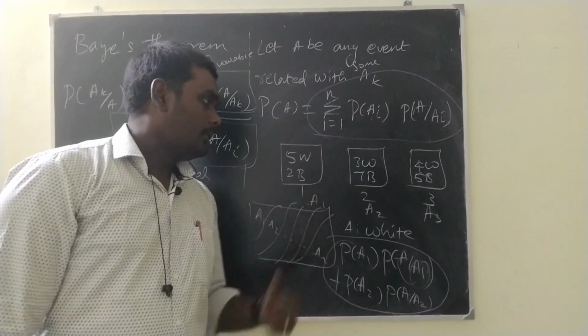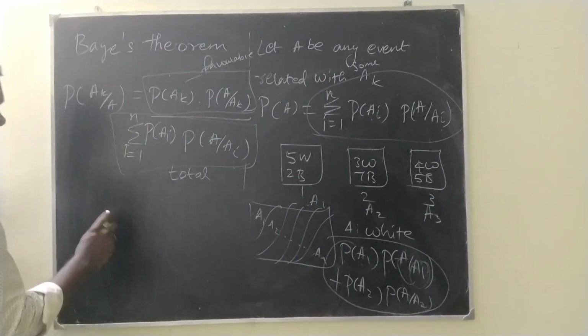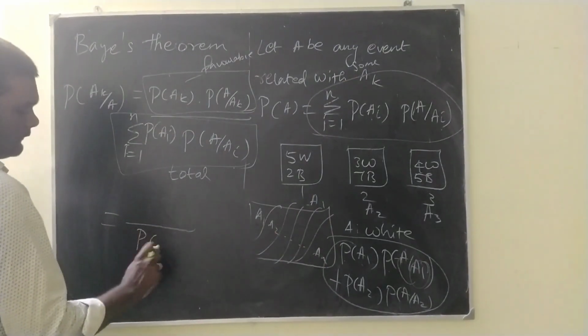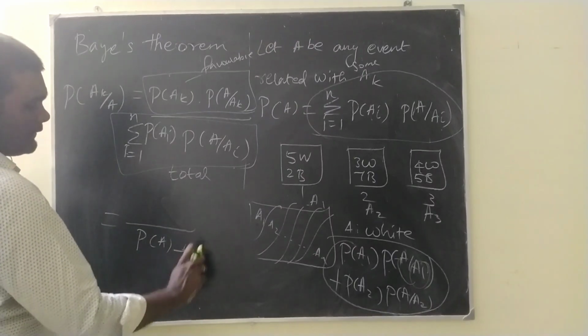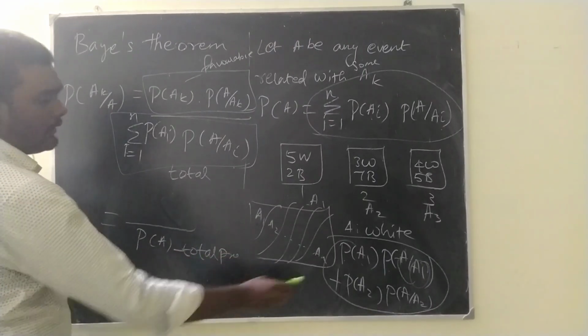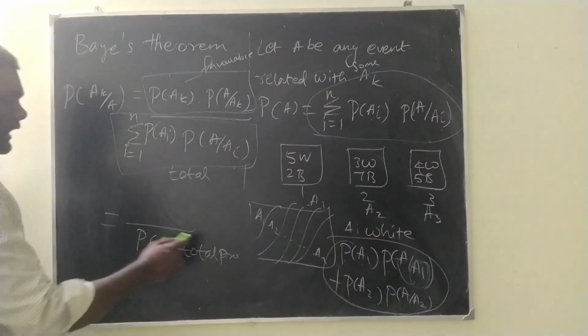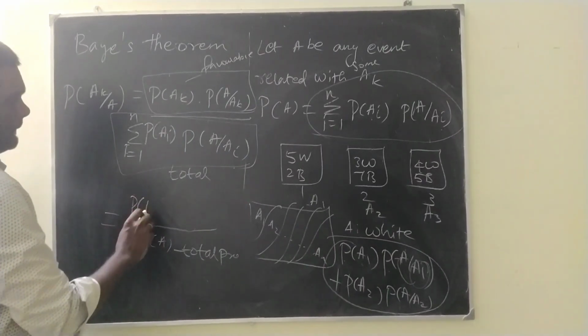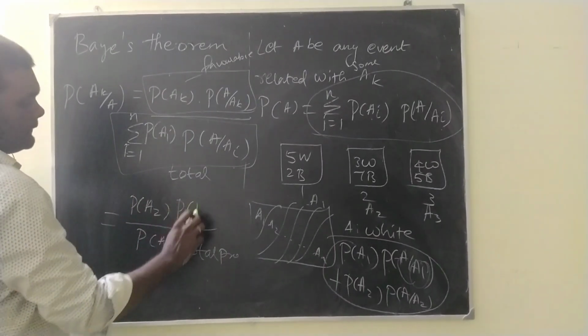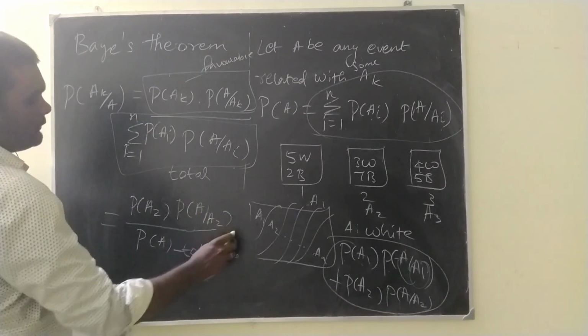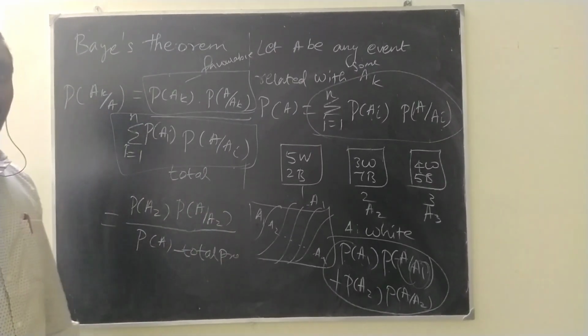So, the total probability for this, that is P of A. P of A means, here I am mentioning total probability, all the A1, A2, A3. And in the numerator, P of A2, P of A given A2. That's all.